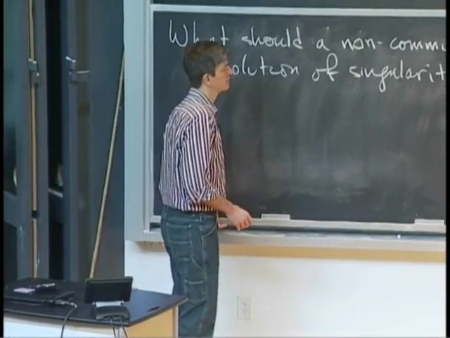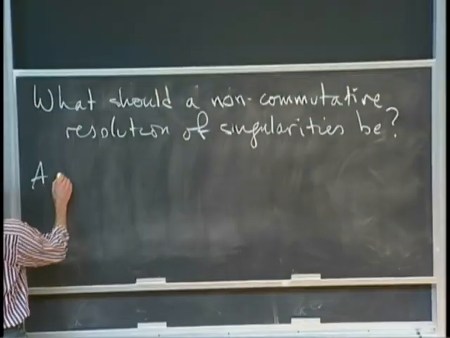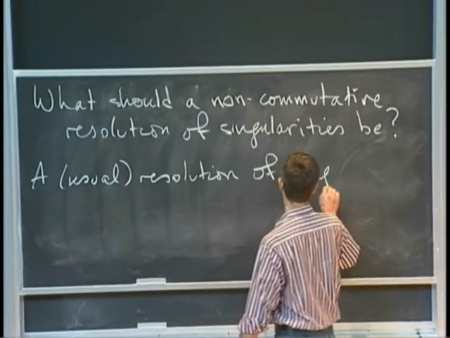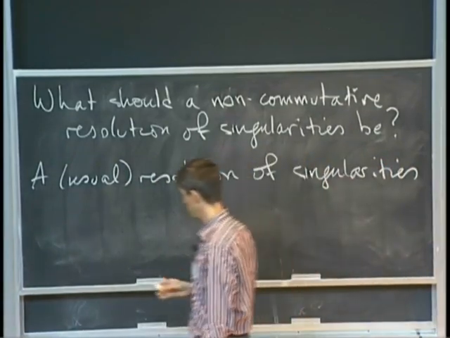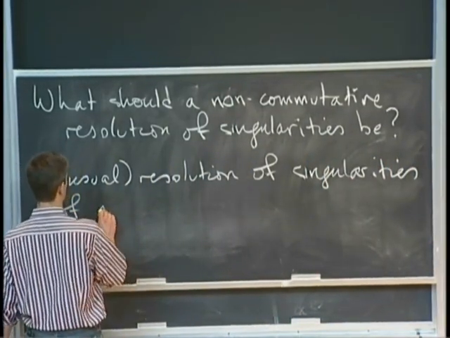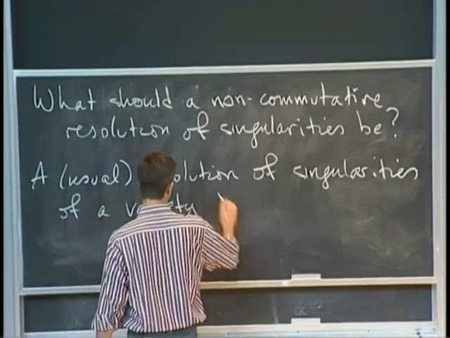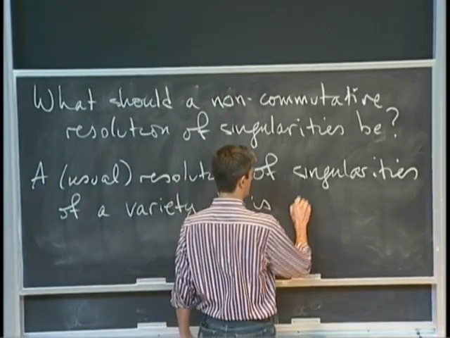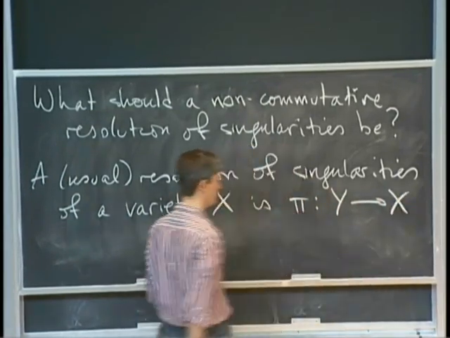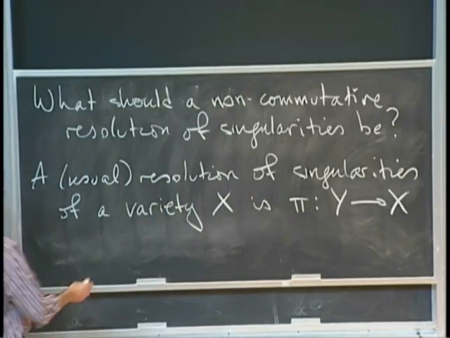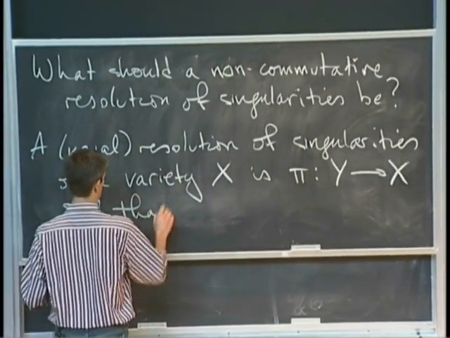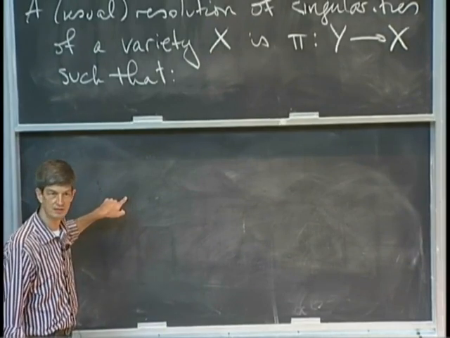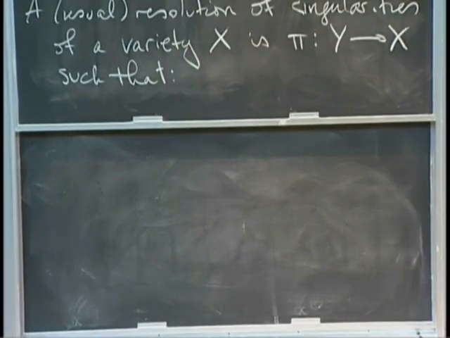So to get started, let's remind ourselves what a usual resolution of singularities is. And let's just stick to varieties. So a resolution of a variety, say, X over some field that I won't talk about at all, is a morphism. I'm going to always write it as pi going from Y to X, such that, and let me put this back here, I'll try to keep this one. If I start to erase this one, holler at me, because I don't want to lose it.